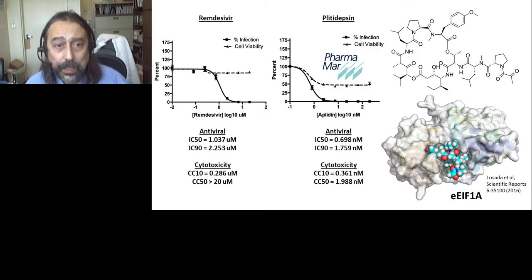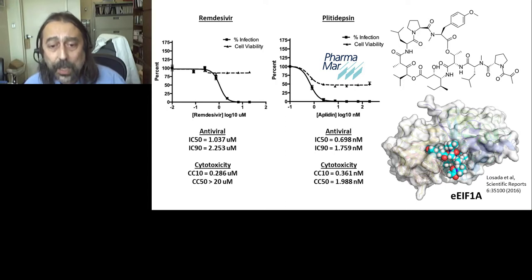Now, a similar compound to this is this other compound, which is plitidepsin. So plitidepsin is a compound that is targeting this factor EEIF1A. It's a compound that has been developed by a pharmaceutical company, PharmaMar, as an inhibitor of myeloma, and is approved for treatment of myeloma in a couple of countries. And this is one of the most effective compounds that we have seen.